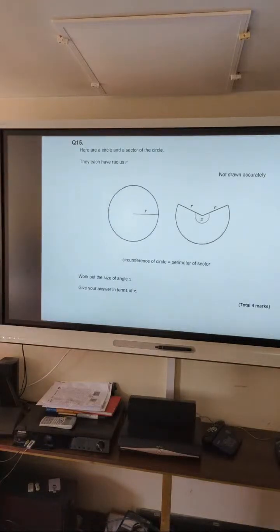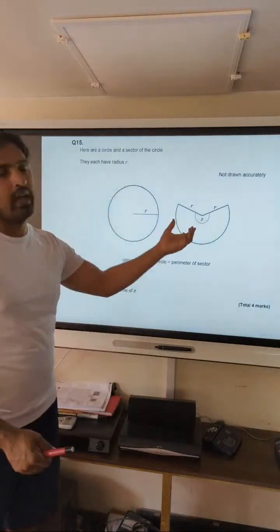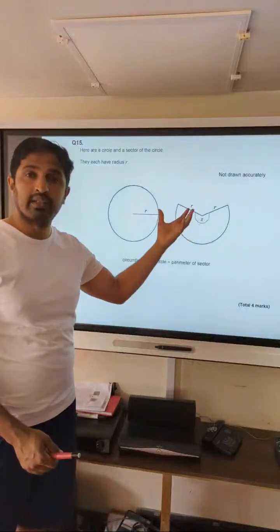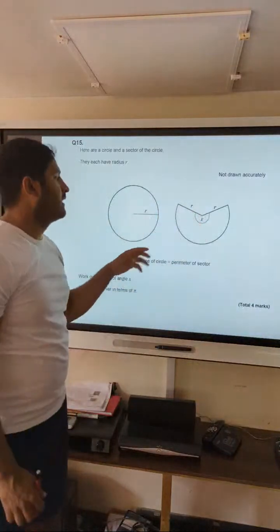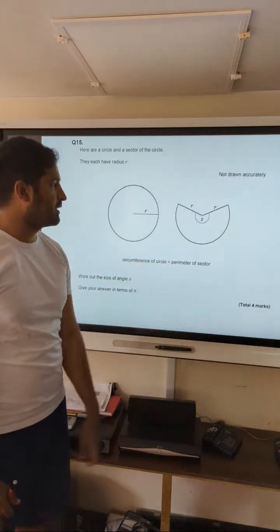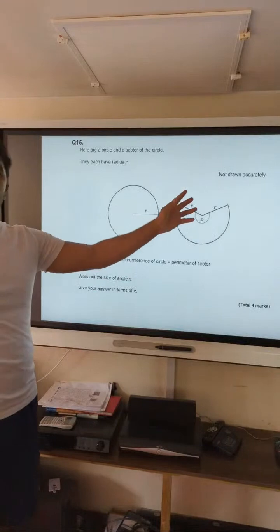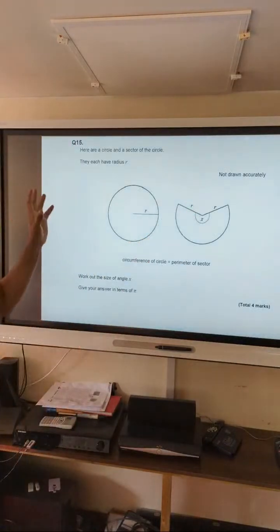Here's the circle and a sector of a circle. So that's the entire circle, that's the sector of a circle. I know it's not a minor sector, it's a major sector, the bigger sector. But it's still the same thing. The circumference of the circle is the same as the perimeter of the circle. Work out the size of angle X. We don't know what the radius is, but we're going to use it in terms of r.